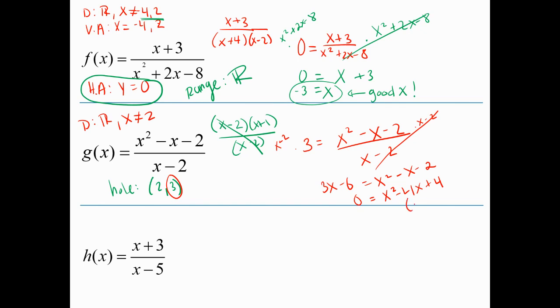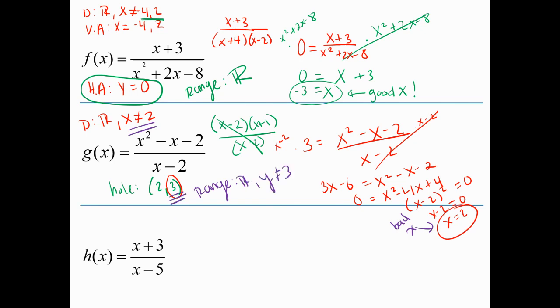I think that's a perfect square. X minus 2 squared, isn't it? So x minus 2 has to equal 0, so x equals 2. Oh, well, that's something we kicked out. That's a bad x, right? It's not an x that is allowed to equal. Therefore, the range would be all real numbers, but y does not equal 3, right? That means that I'm going to remove it, it doesn't exist there. It's not like it exists somewhere else.